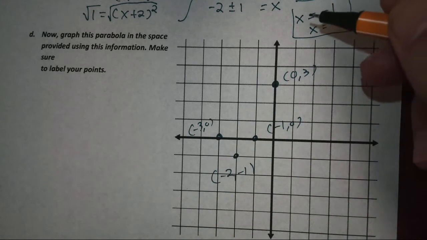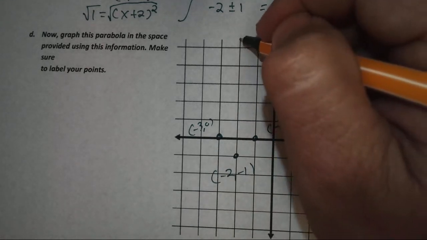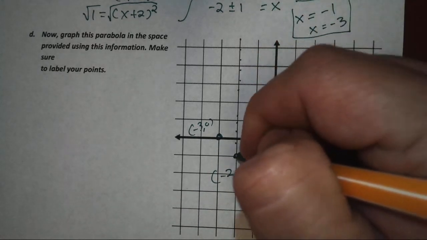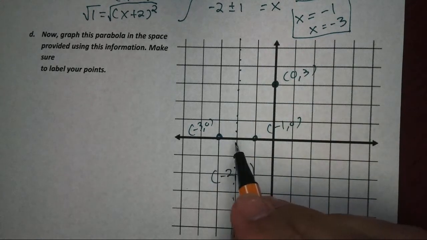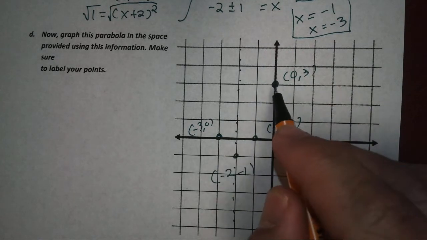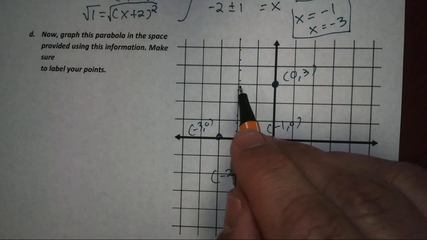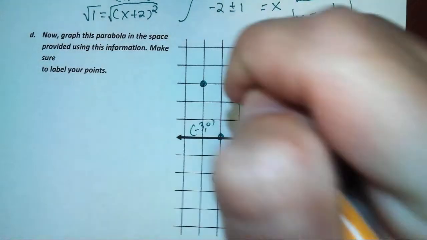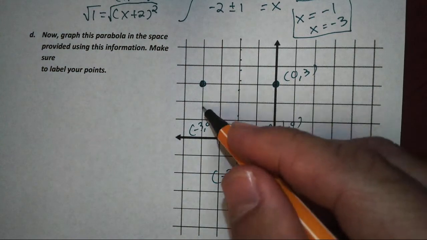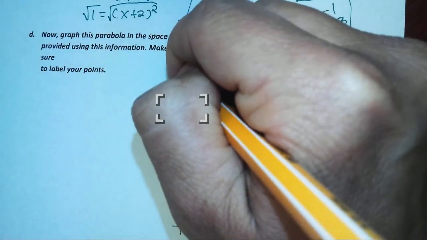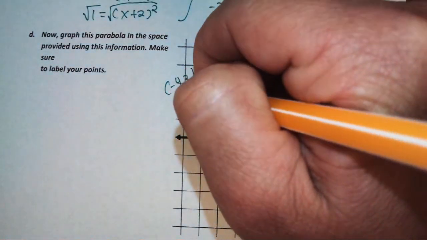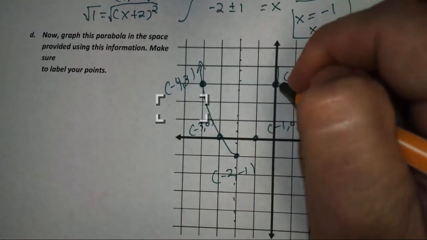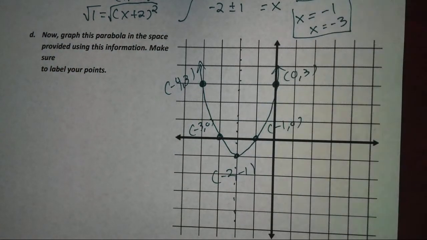And again, parabolas are symmetrical, so that axis of symmetry goes right down the middle, which means every point has a partner on the other side. So this y-intercept is 2 from the axis of symmetry, so I have to have another point 2 to the left, which means that is at negative 4, 3. And then we connect them, make a curve, not lines, but a curve, and don't forget your arrows, and you have your parabola.